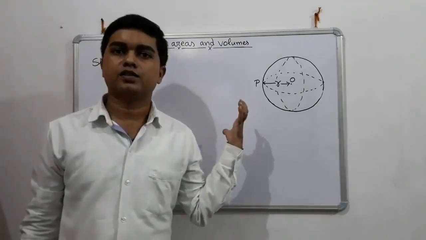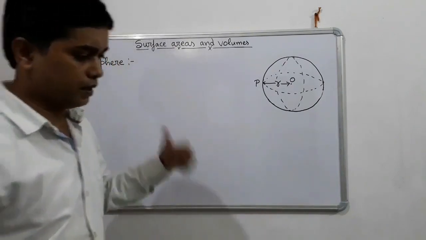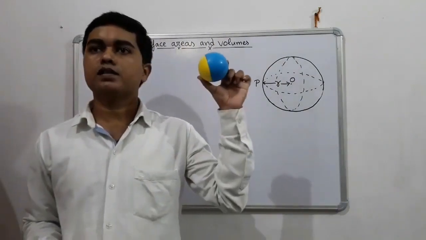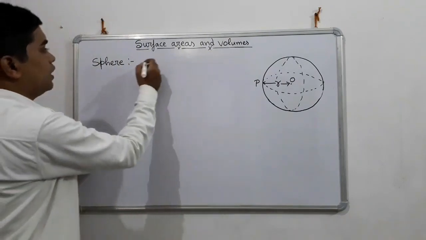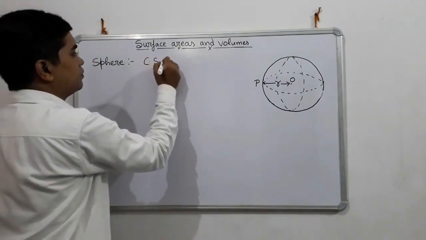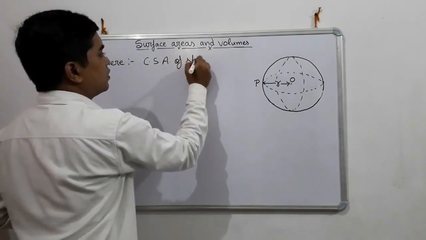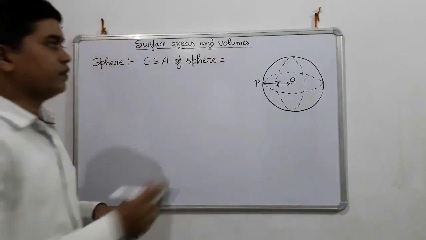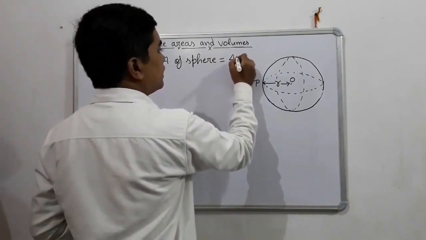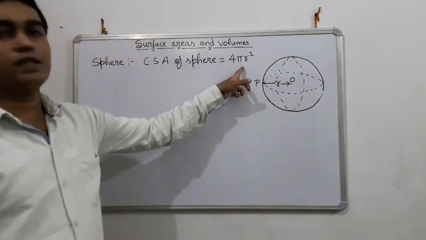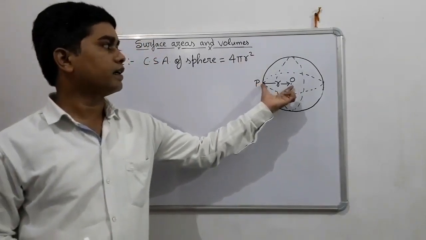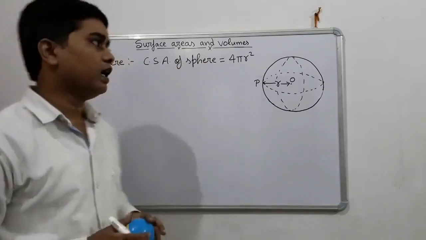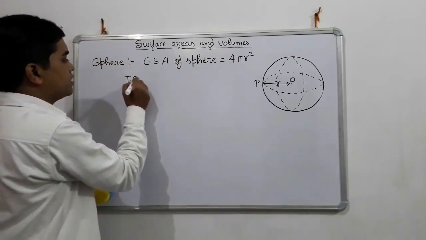Children, now we will find the CSA, TSA and volume of sphere. So what is sphere? Ball. Ball is sphere. Now what is CSA of sphere? Formula for CSA of sphere is 4 pi r square, where r is radius. Suppose this is a ball and the radius of this ball is r, then CSA of sphere will be 4 pi r square.